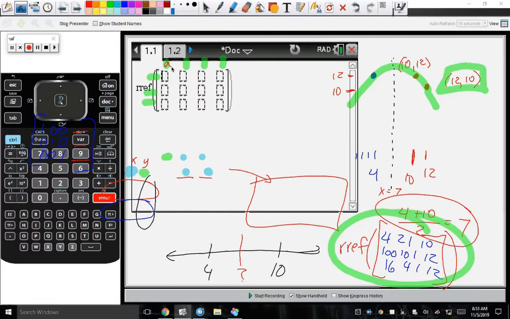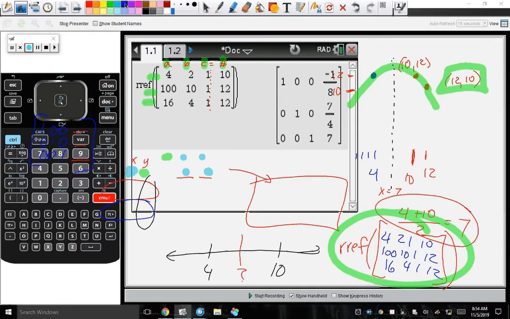Remember, this is the A, B, and C column. They have to be organized that way. Here's your equals, and then there's your number. When it spits out the matrix, I'll show you where A, B, and C belong. Here we go. 4, 2, 1, and 10. Please correct me if I make a mistake. 100, 10, 1, and 12. Then we have 16, 4, 1, and 12.